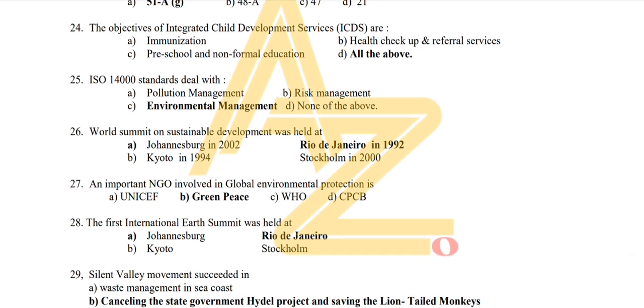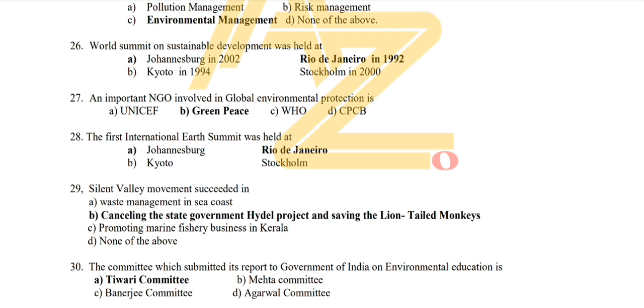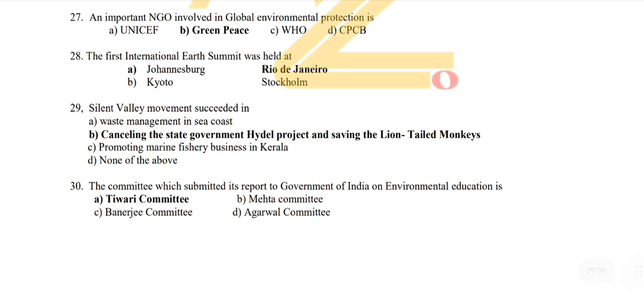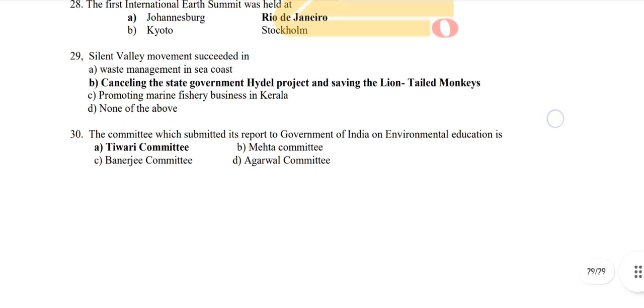ISO 14000 standards deal with environmental management. The World Summit on Sustainable Development was held at Rio de Janeiro in 1992. An important NGO involved in global environmental protection is Greenpeace. The first International Earth Summit was held at Rio de Janeiro. The Silent Valley movement succeeded in cancelling the state government's hydel project and saving the lion-tailed macaques. 30th question, the committee which submitted its report to the Government of India on environmental education is the Tiwari Committee.